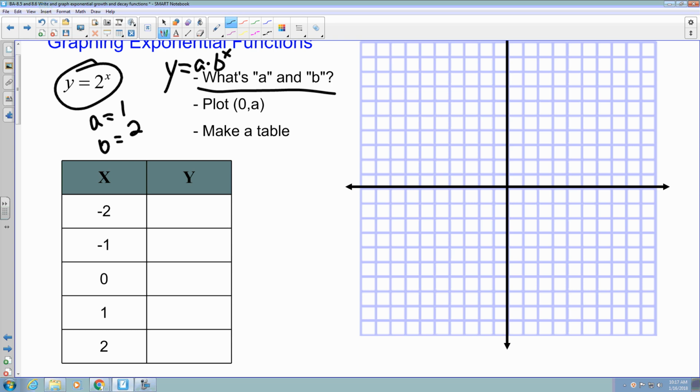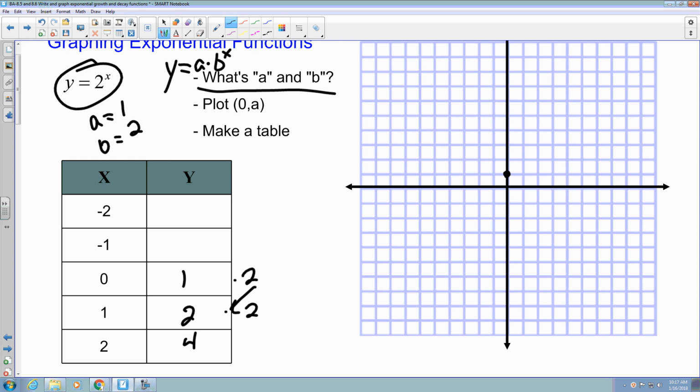All right, and so now we plot the point 0 comma a. Well, a is 1, so I write in 0 comma 1. I can plot the point, which is right there. From here, we know that b is 2, so that means we simply multiply by 2 to get this value. 1 times 2 is 2. Multiply by 2 here. 2 times 2 is 4.